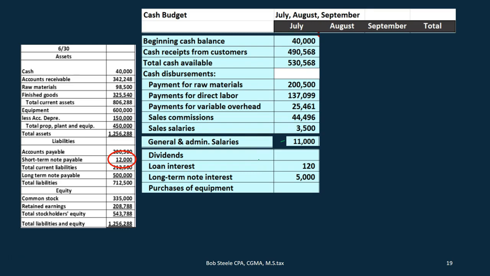One's going to be dividends. Are we going to pay out dividends to the shareholders? And we're going to have to make an assumption on that.